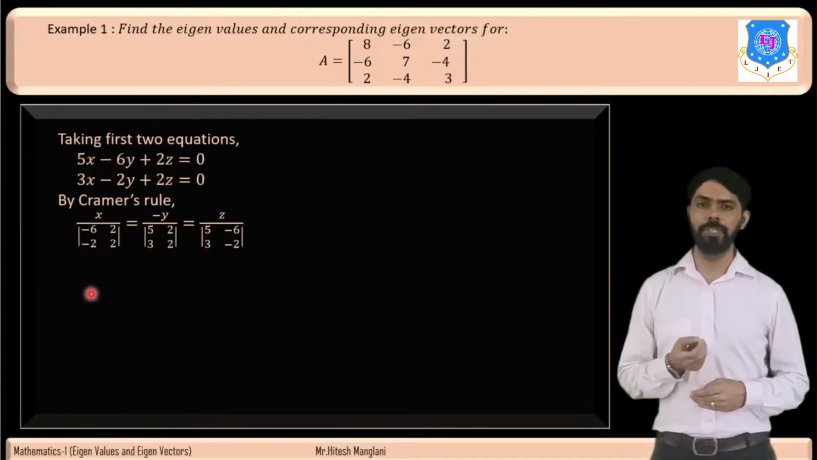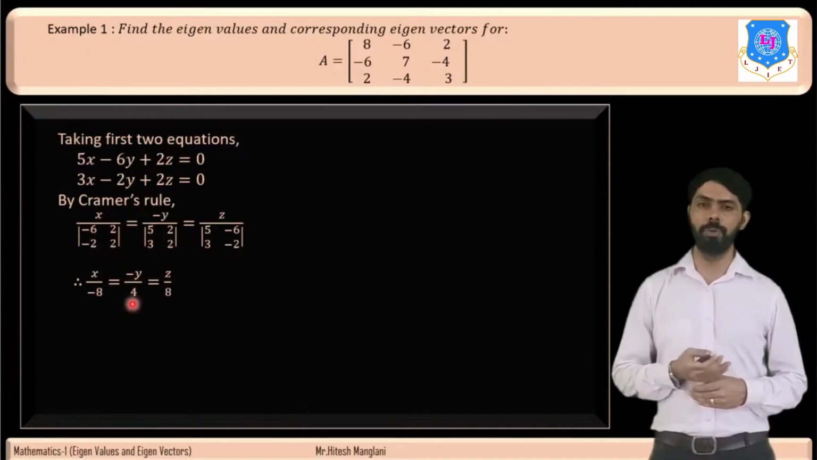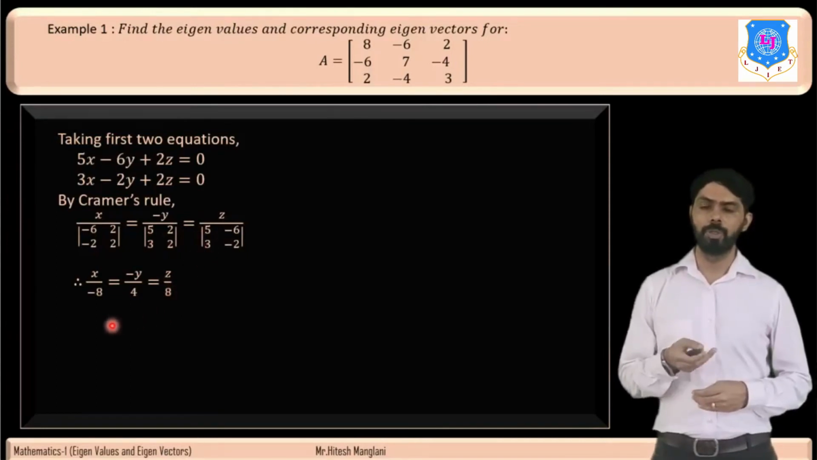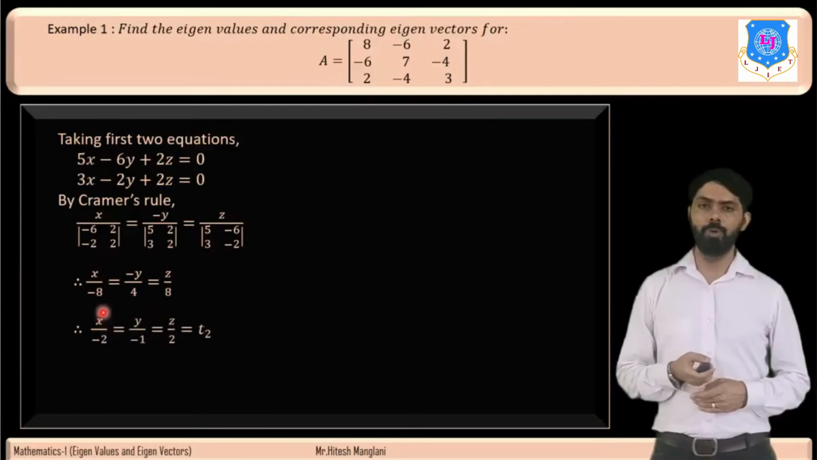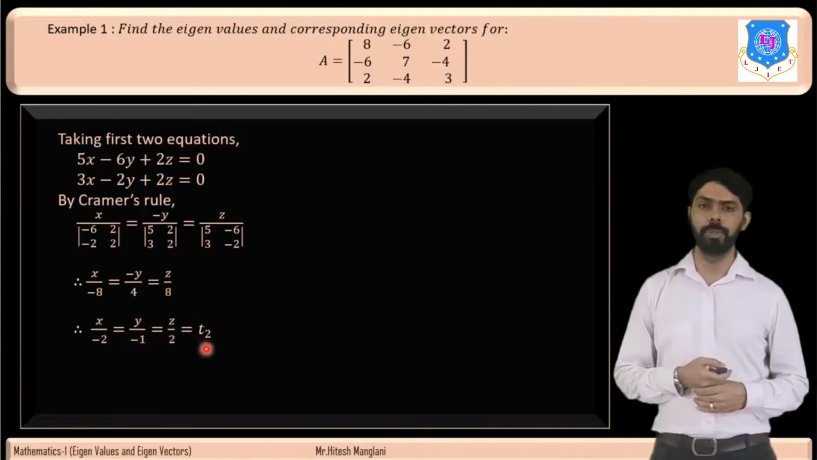So here if we simplify this, then x divided by minus 12 plus 4, so it will be minus 8, is equal to minus y divided by 10 minus 6, so it will be 4, is equal to z divided by minus 10 plus 18, so 8. So here if we divide by 4, then it will be x divided by minus 2 is equal to y divided by minus 1 is equal to z divided by 2, and that is equal to t2.